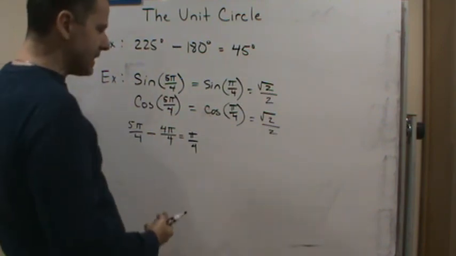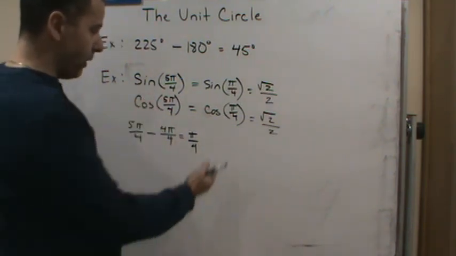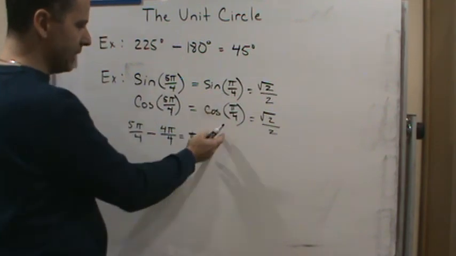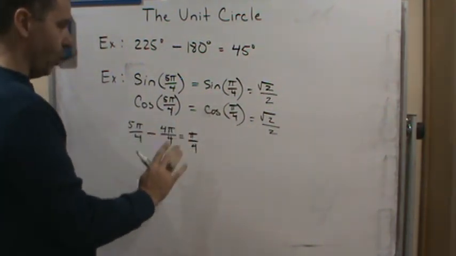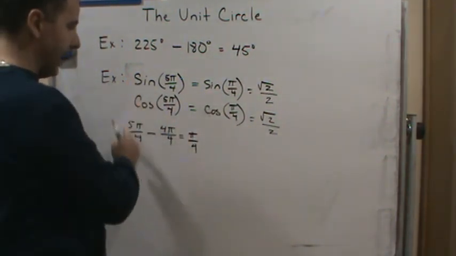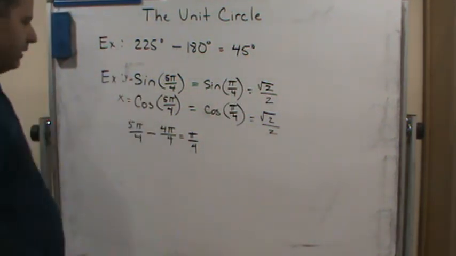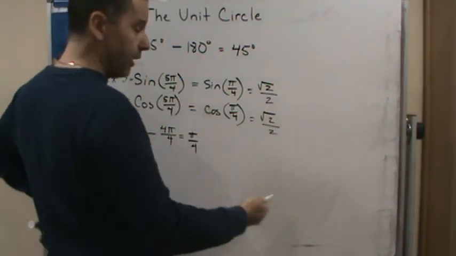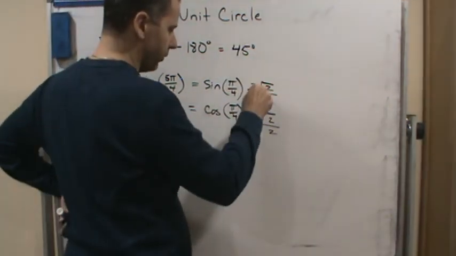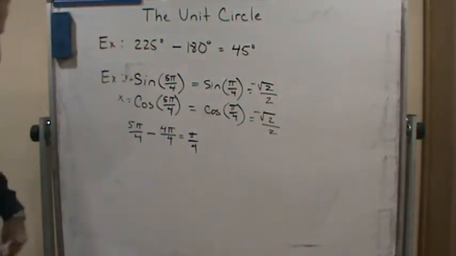Now remember, these are reference angles, so they're going to be the same except for the sign. Well, in the third quadrant, remember this is y and this is x. So that means in the third quadrant, x and y are both negative. So guess what? These are both negative, and we are done. That's it. It's that easy.